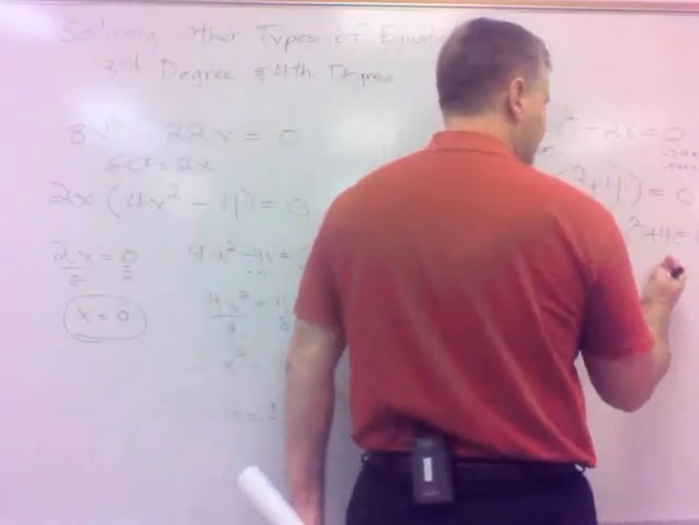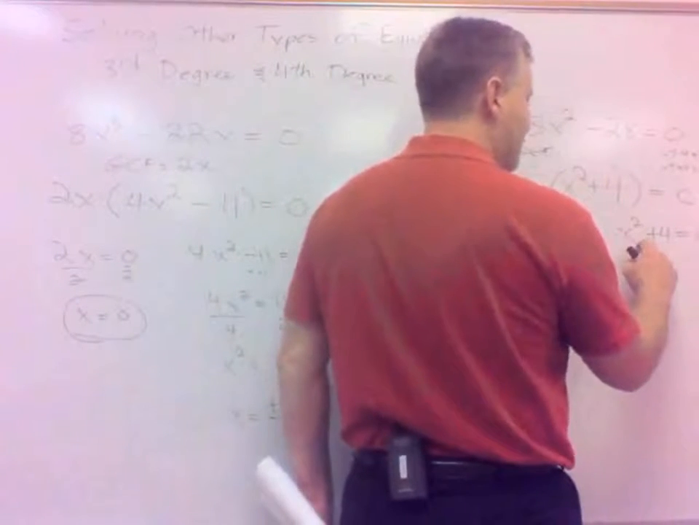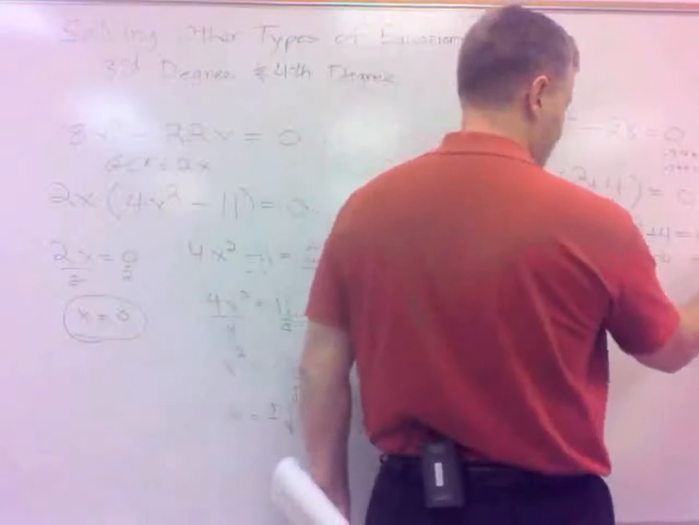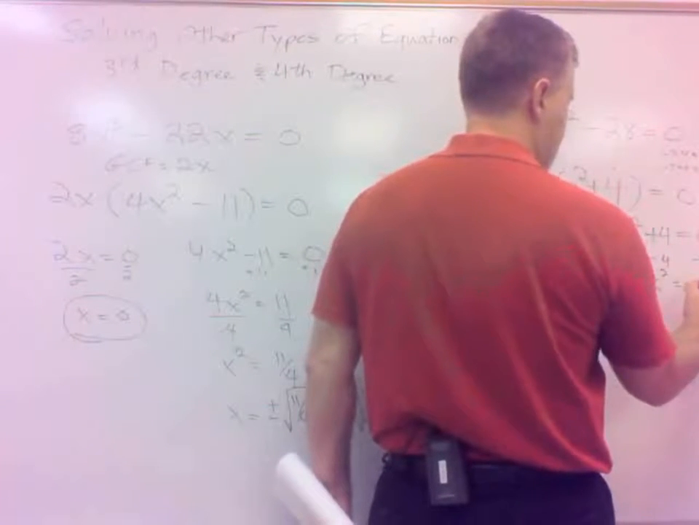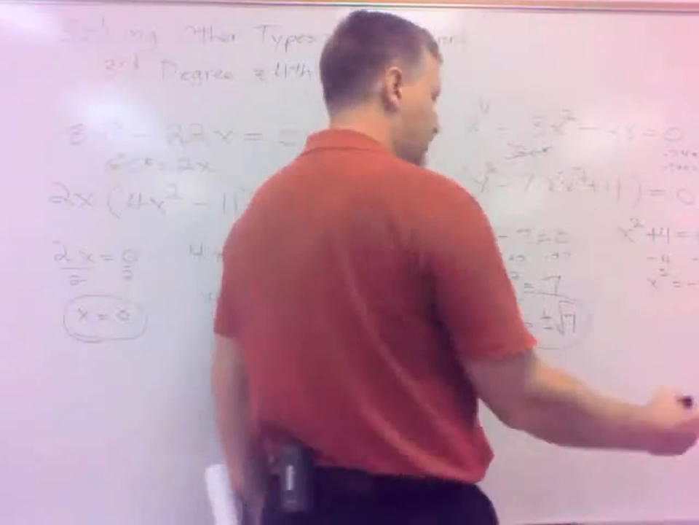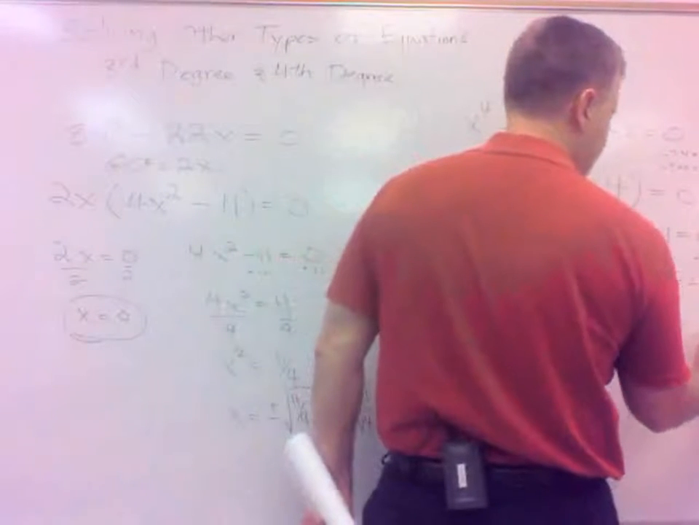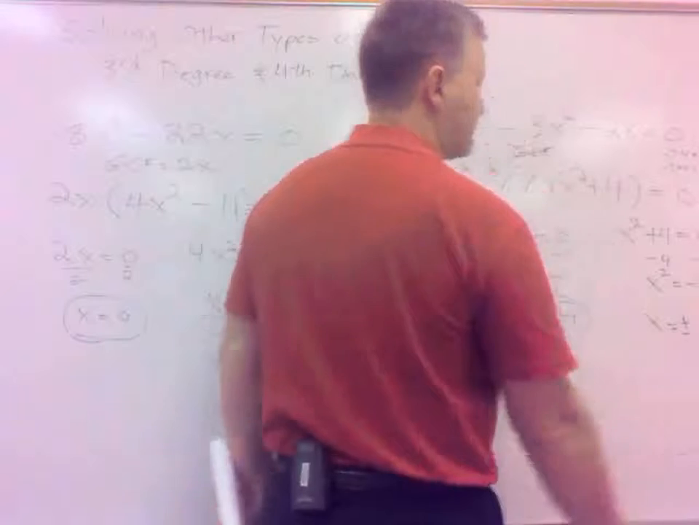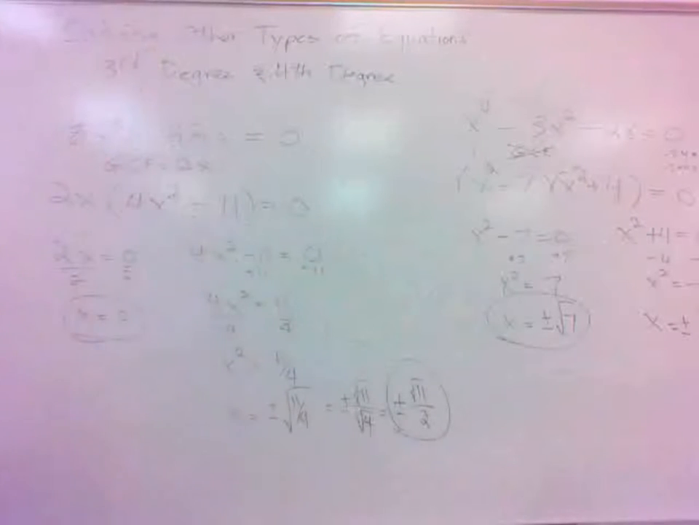What about this one, though? There's a little something we need to talk about here. On this one, subtract 4. So x squared equals negative 4. Square root both sides, so I get x equals square root of negative 4, plus or minus, though, on the square root side there. And this is what I want to talk about.